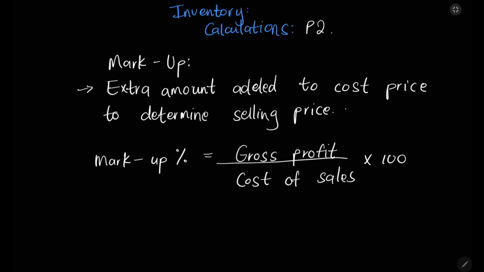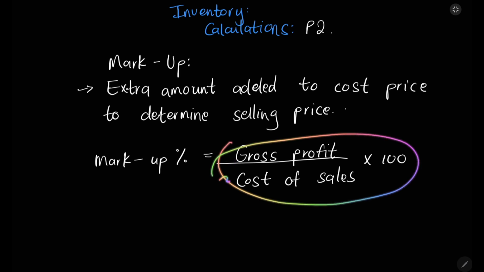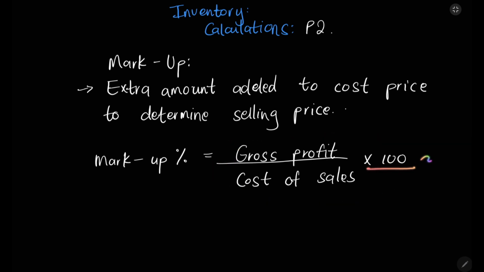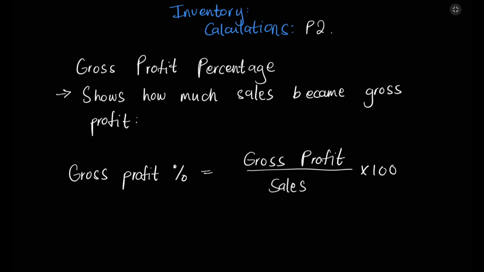Now let's move to markup. This is the extra amount added to cost price to determine the selling price. The formula for markup percentage is gross profit over cost of sales times 100. Now let's move to gross profit percentage. This shows how much sales became gross profit. The formula is gross profit percentage is equal to gross profit over sales times 100. What you should realize is that markup uses cost of sales and gross profit percentage uses sales. This is one of the most tested theory questions, so please make sure that you remember the difference.